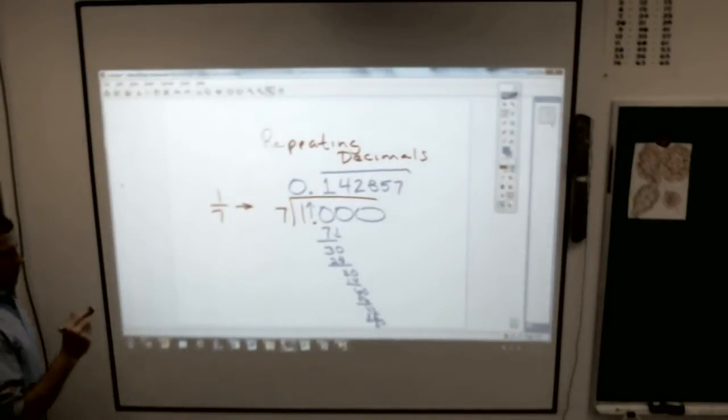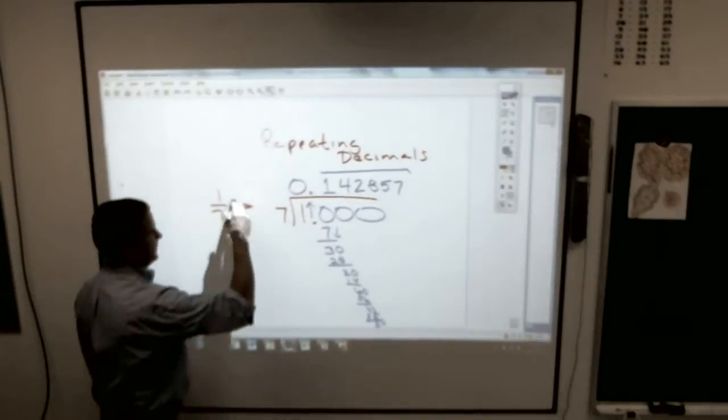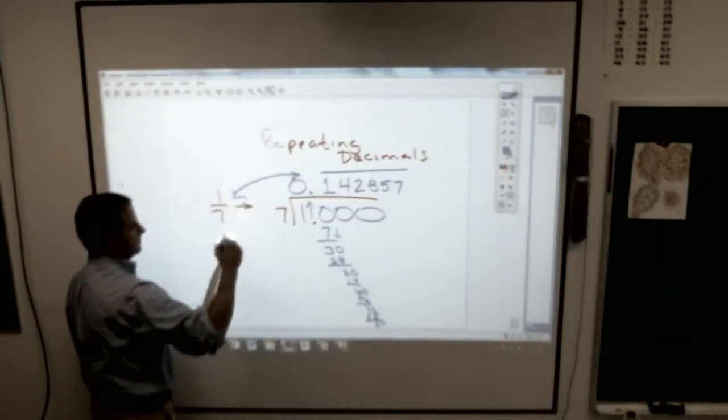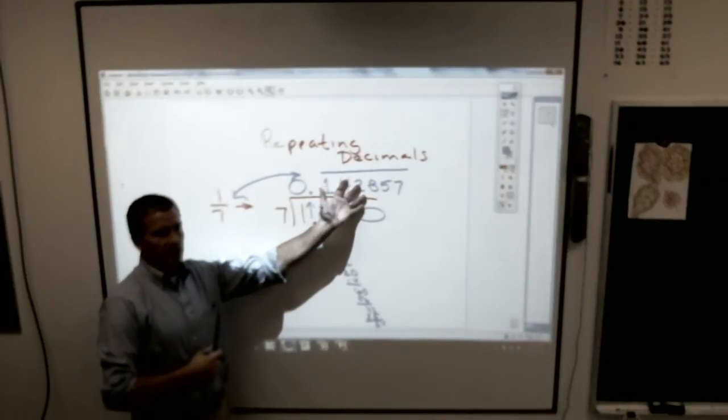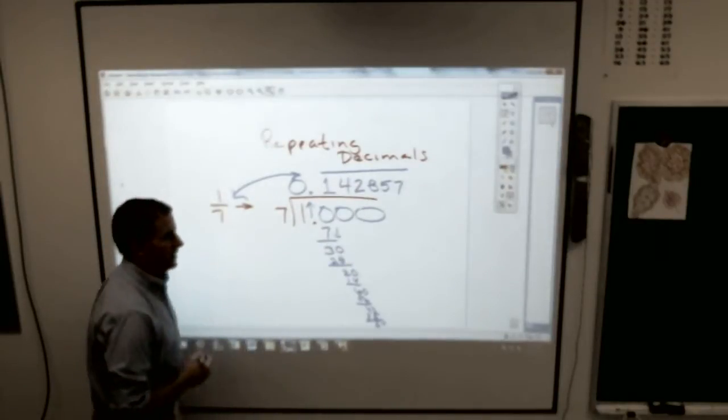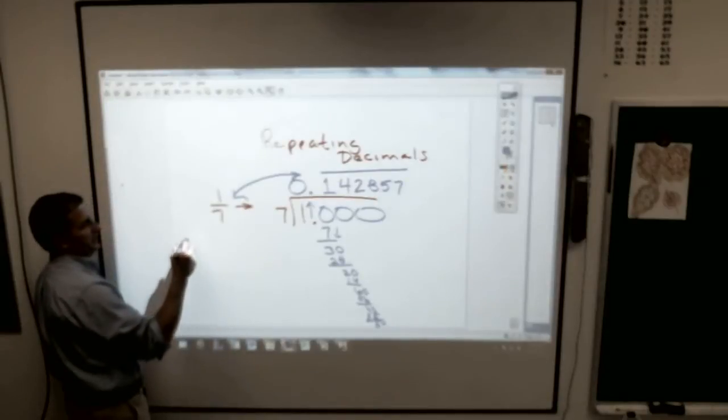Which boils down to the one point I want you to make. This and this are the same. 1/7 is that. It's just that you can't work with this if you're doing mathematical operations. You want to change it to this. This is what you need to understand.